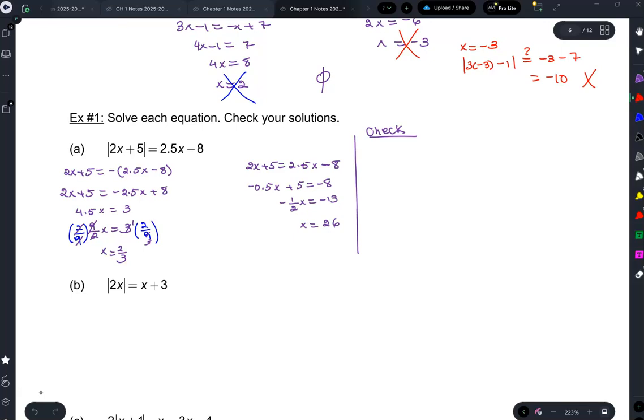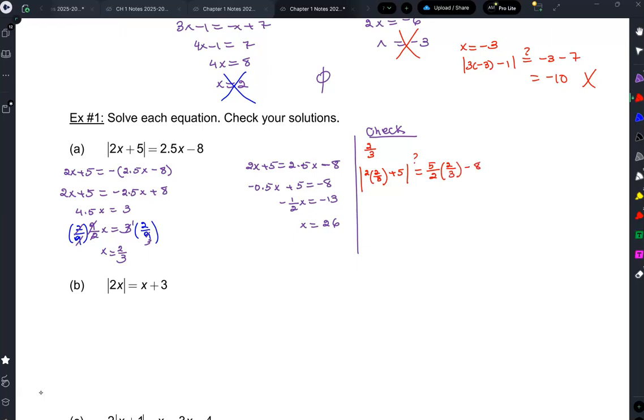Okay, so let's check the 2/3 first. Here we have the absolute value of 2 times 2/3 plus 5 equals 5 over 2 times 2/3 minus 8. So much easier to do that. Let's see if this is going to be true. 4 over 3 plus 5. What's this? 5 over 3 minus 8. Are these equal to each other?